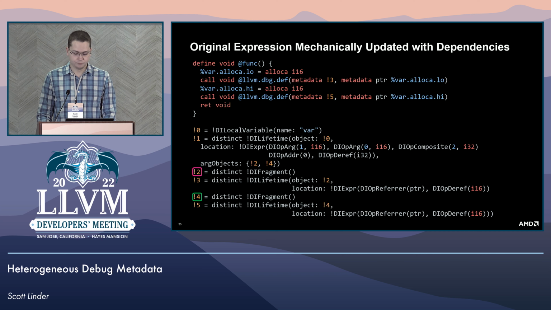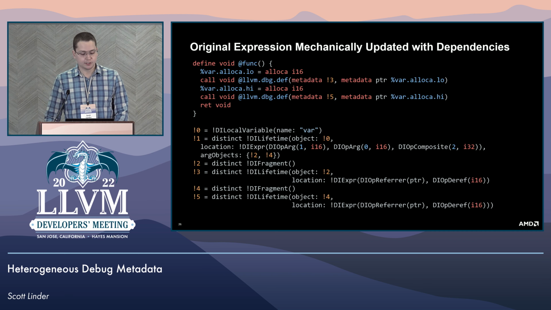And to actually depend on those fragments that we made, we can just use them as object arguments to the lifetime and then refer to those in the expression using DI op arg. So again, there's no implicit inputs anywhere. And this is the factoring that makes multiple locations feasible. So the fragments independently can have multiple locations without the combinatorial problem of the current representation.